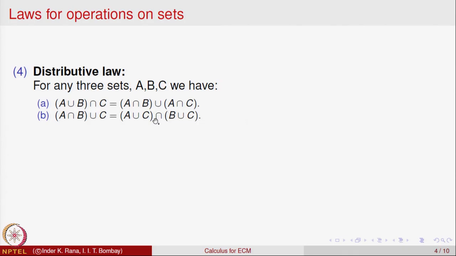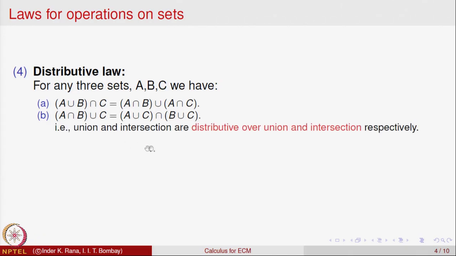And similarly, the distributive property of union over intersection. So, A intersection B, and if you take union of this with set C, is same as (A union C) intersection (B union C). So, these are called the distributive properties, how these operations distribute over each other. So, one says union and intersection distribute over intersection and union respectively. There are DeMorgan laws which relate to complements of a set.